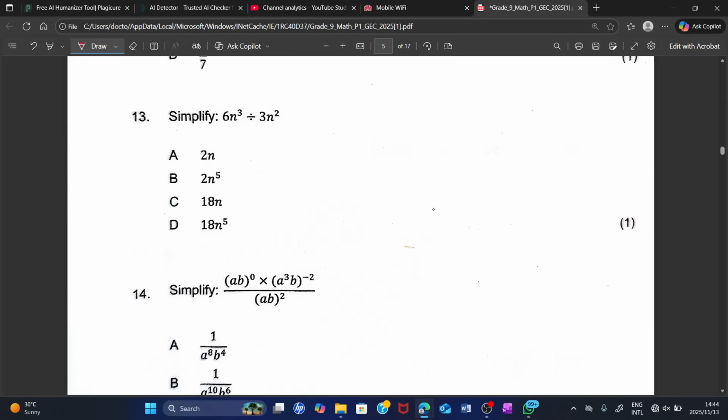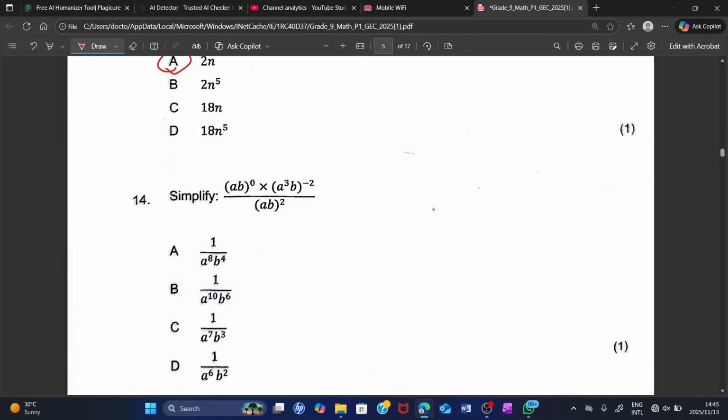Okay, so when you divide powers of the same base, subtract the exponents. So 6 divided by 3 is 2. So n to the power of 3 minus 2, it will be 2n. So it's 8. So the answer for this one is 8.